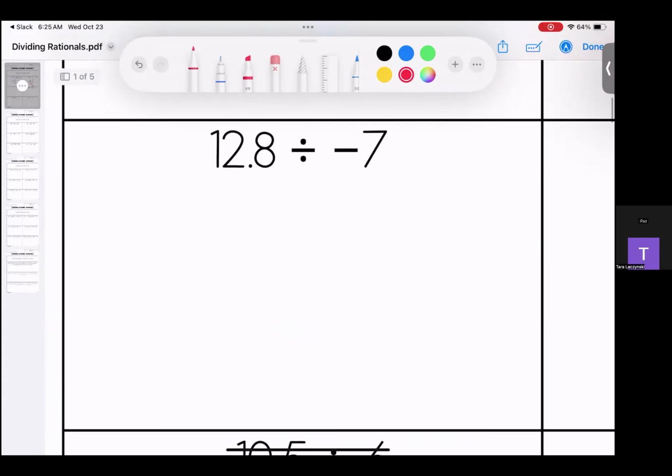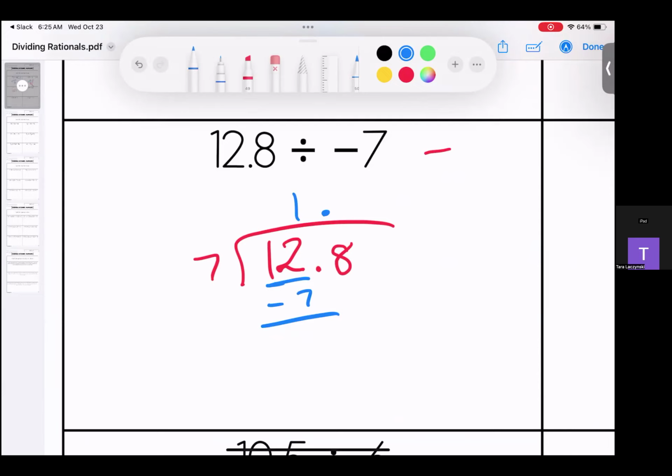Over here, no decimal outside. Decimal after the 2, though. And it's negative. Decimal up into the answer. 7 does not go into 1, but it does go into 12 one time. 12 minus 7 is 5. Bring down my 8. 7 times 8 is 56. 58 minus 56 is 2. No remainders. 7 times 2 is 14.